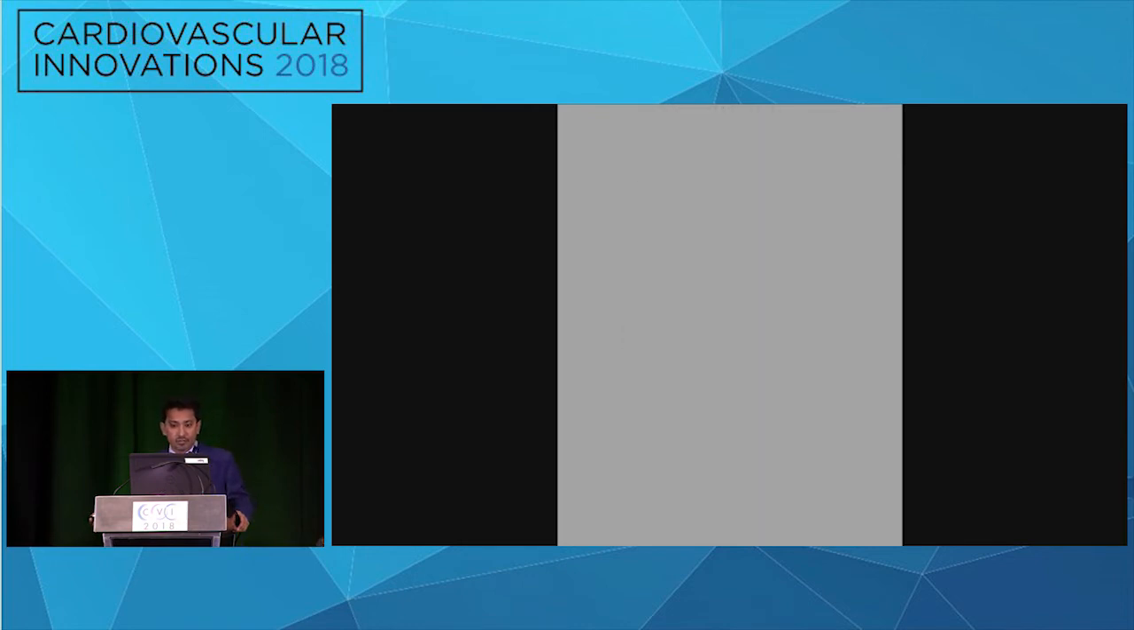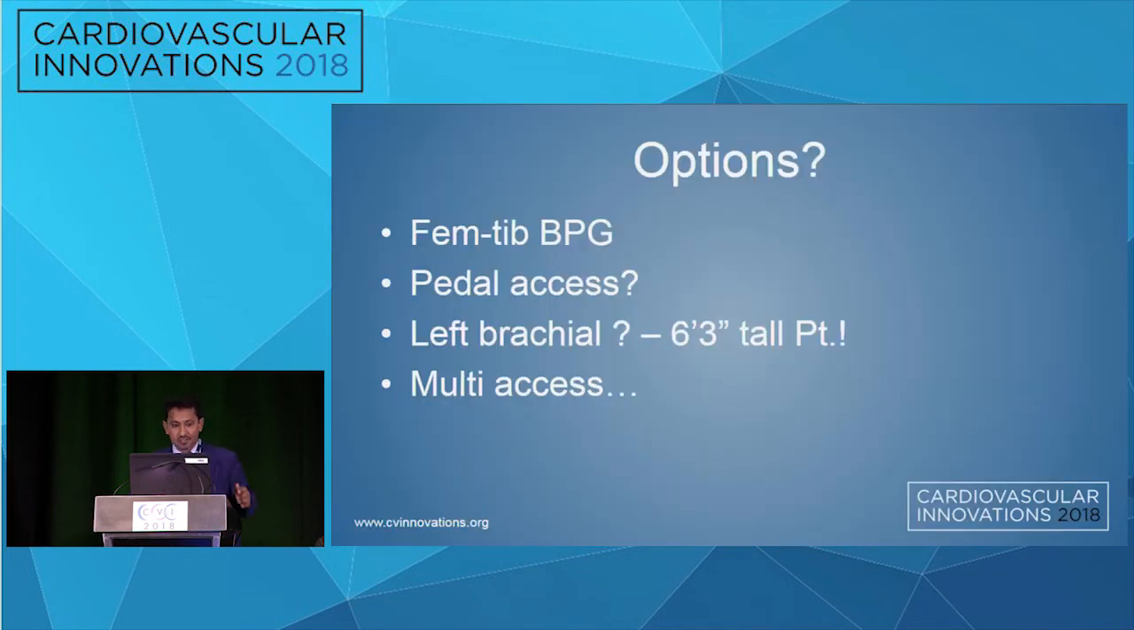Let's keep looking. Where else can you have the disease with typical CLI? All right, so then you have a popliteal occlusion, and we are hoping for some good news. Fortunately, there is good two-vessel runoff. So this is what's causing the CLI in the forefoot. So what are our options? Do we stop? Fem-tib bypass, pedal access? How about left brachial access? The patient is 6'3". I don't have the radial access kit that's available now from Terumo. Or do we do multi-access?